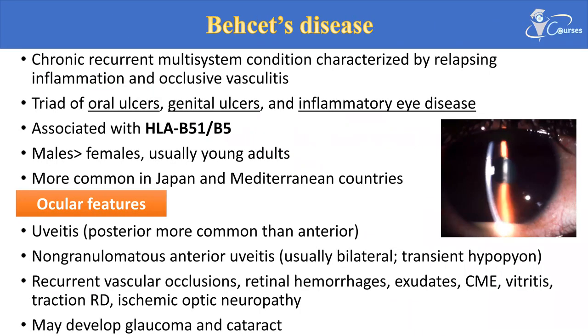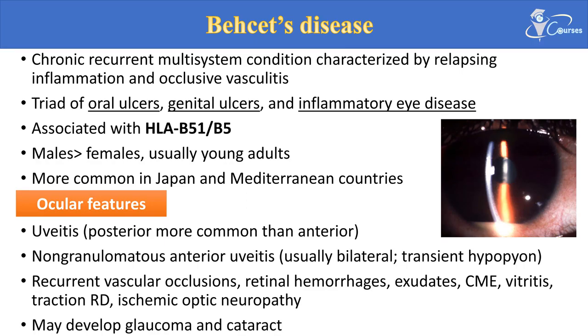Let's now move to the non-infectious posterior uveitis. One of the commonest diseases that will cause non-infectious posterior uveitis and panuveitis is Behçet disease. Behçet disease is a chronic, recurrent, multi-system condition characterized by the main pathology here in the blood vessels. It will cause inflammation of the blood vessels and vasculitis, occlusive vasculitis.